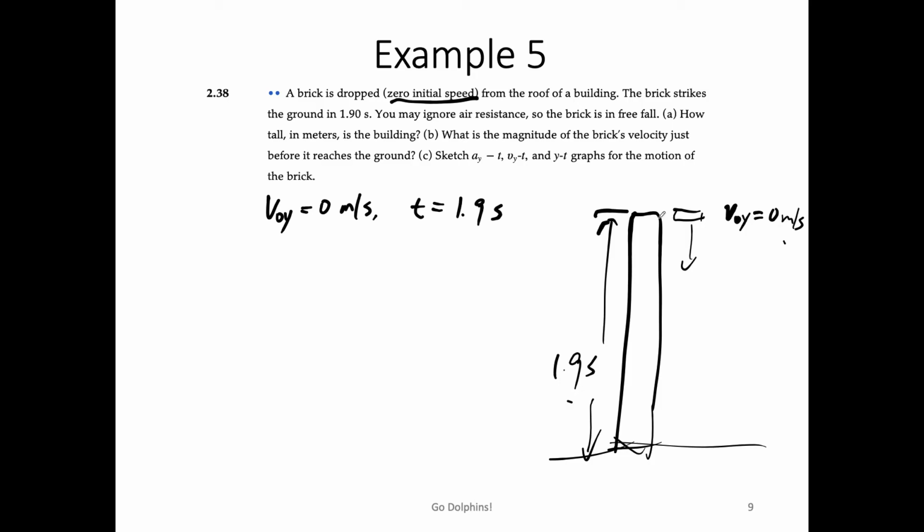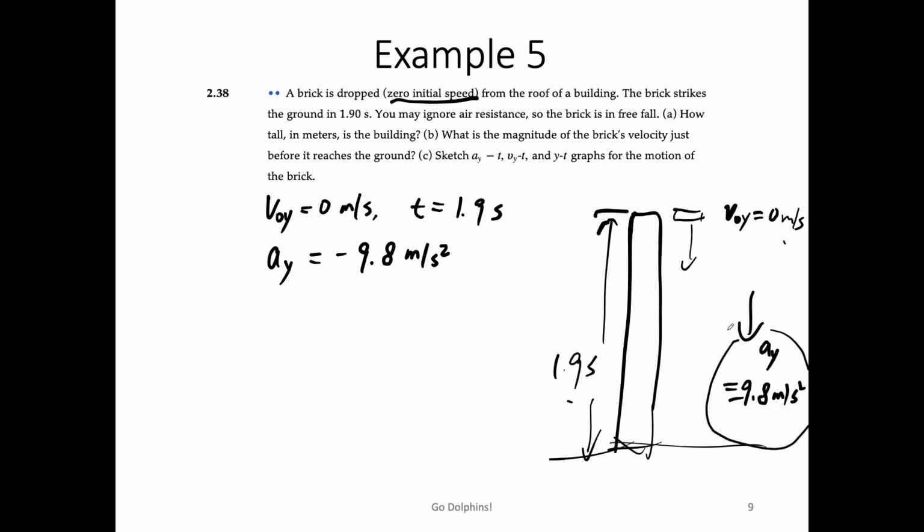You drop something from the top of a building, and then what's the acceleration? It has to be negative 9.8 meters per second squared. It's always pointing down, right? This is your acceleration for the problem. So now I found the three known quantities, and we need to solve for the unknowns. First, the distance or height of the building, which basically needs displacement.